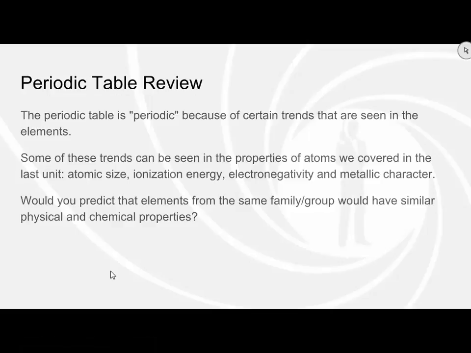The periodic table is periodic because it contains certain trends that we've noticed in elements. Some of the trends we haven't talked about yet, but size, ionization energy, electronegativity, metallic, non-metals, metalloids. So we can use our periodic table to predict some properties of our elements.